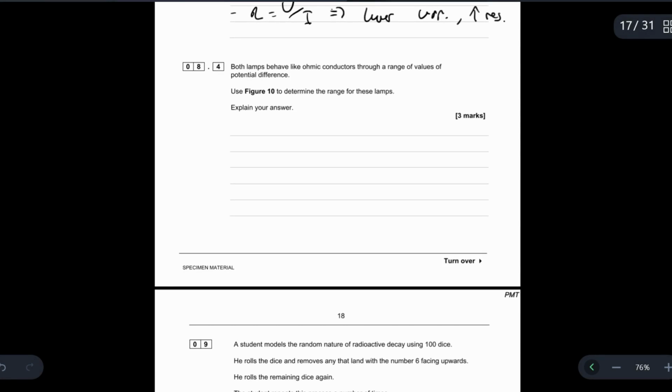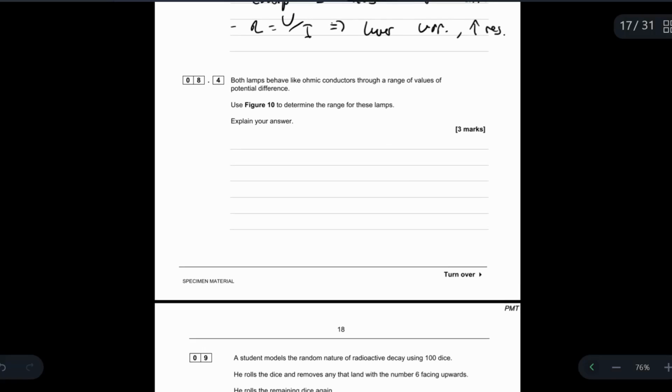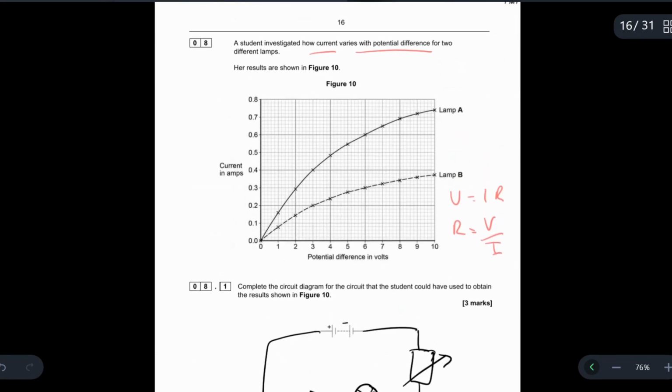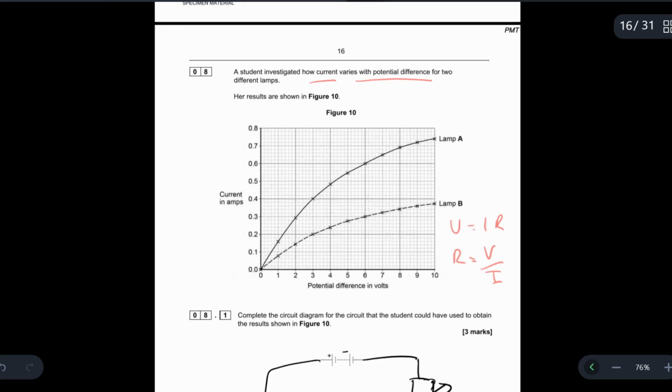Okay, question 8.4. Both lamps behave like ohmic conductors through a range of values of potential difference. Use figure 10 to determine the range for these lamps, and you also need to explain your answer. First of all, for this question, you need to understand what an ohmic conductor is. An ohmic conductor is a conductor that obeys Ohm's law. Ohm's law is V equals IR.